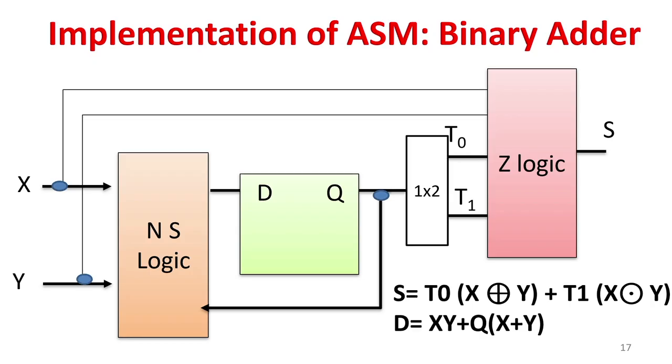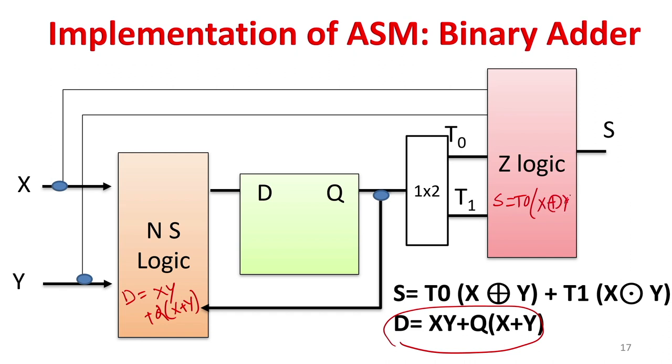And ultimately, this is how the next state logic looks; it goes to here. So, D is equal to xy plus qx plus y, and the Z logic is this one. So, Z is equal to T0 into (x or y) plus T1 into (x nor y). So, this goes to these places, and in this way we can implement the serial binary error.